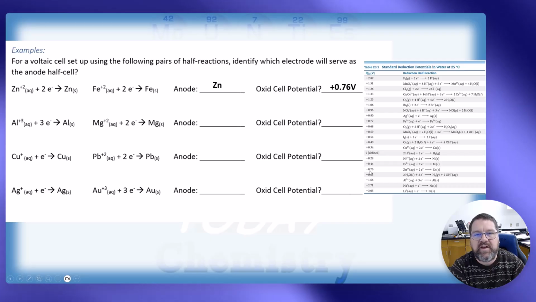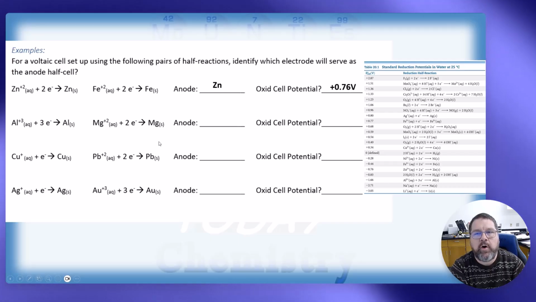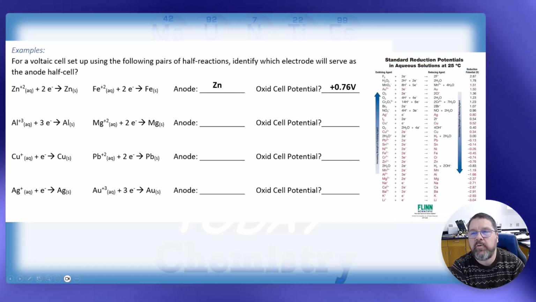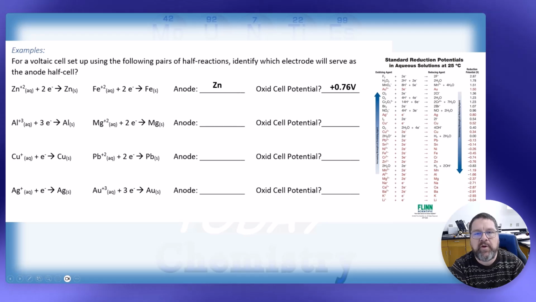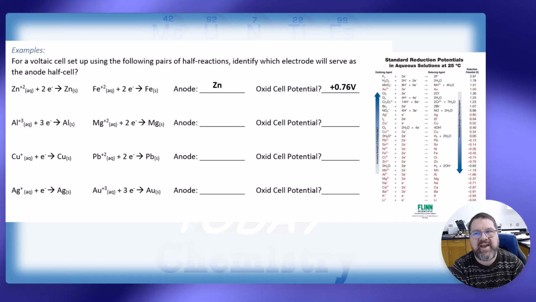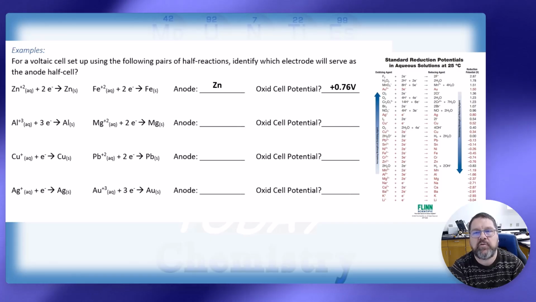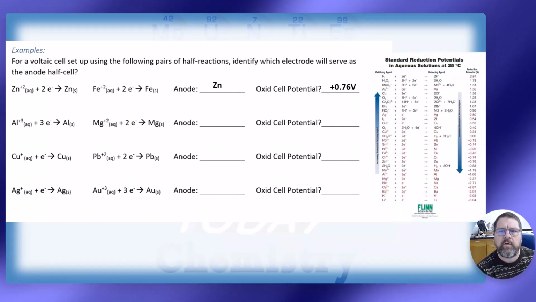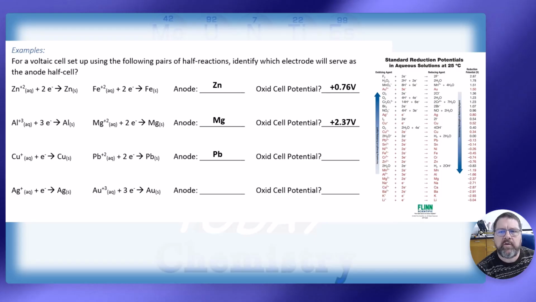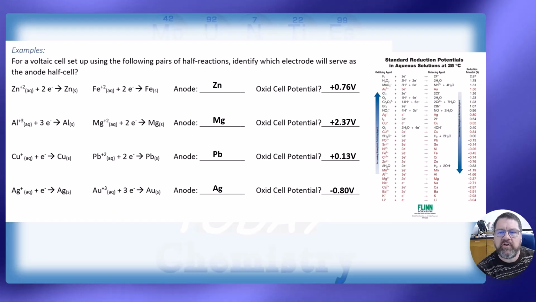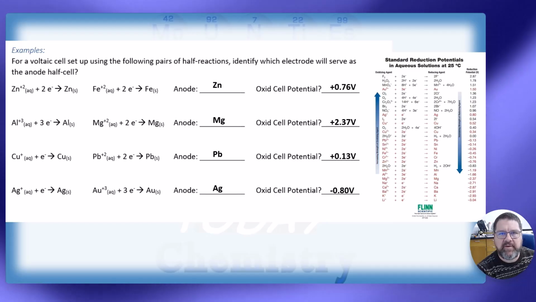For the remainder of these, some of these species are not on this chart in particular, but they are on the wall chart that we have in the classroom. So I'm going to put that up here. I'm going to give you a moment to find the standard reduction potentials for these two and see if you can determine what's going to serve as the anode, and then what the oxidation cell potential would be for those. So hopefully you found these for the anodes and their corresponding oxidation cell potential values.